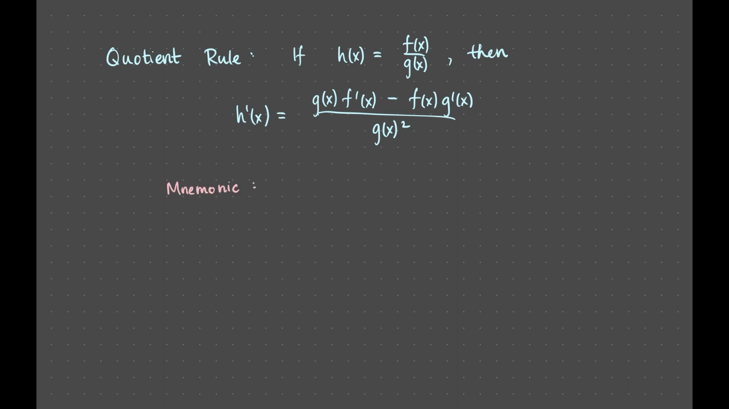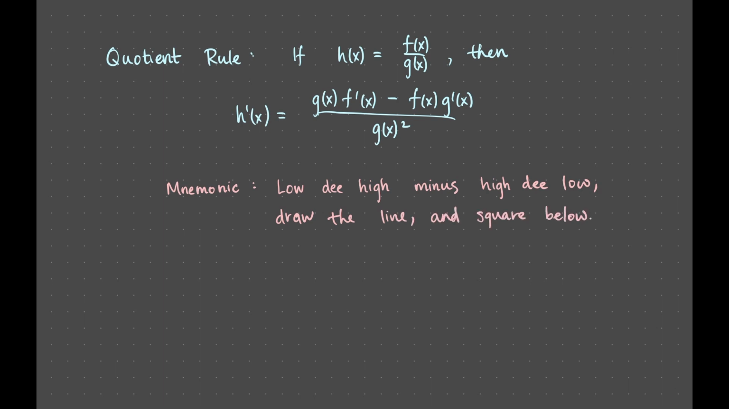One particularly helpful mnemonic is a rhyme, and it says that the derivative is equal to low d high minus high d low, draw the line and square below. Here, low means the denominator and high means the numerator. The d denotes the first letter of derivative, to suggest that you should take the derivative of the expression that follows. Let's see how we can use this quotient rule through an example.